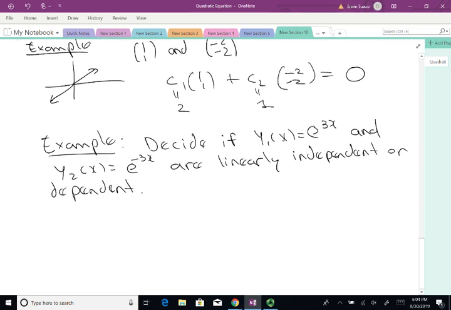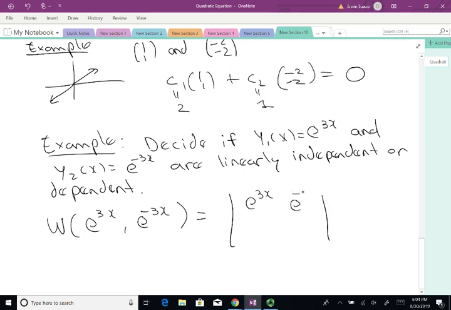So we need to do the Wronskian of e to the 3x with e to the minus 3x. So we put the two functions e to the 3x and e to the minus 3x. And now find the derivative of each.